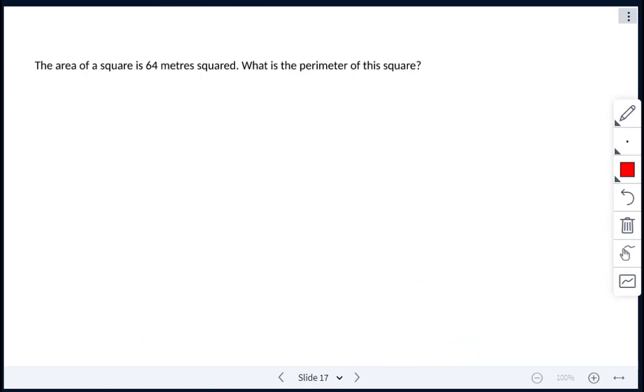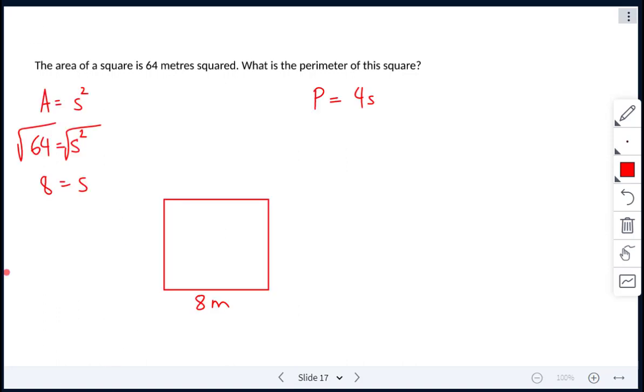So our next example, so the area of a square is 64 meters squared. What is the perimeter of this square? All right, so for this question, we're given the area of a square, it's 64 meters squared, and we have to figure out what the perimeter of the square is. So we can't figure out the perimeter until we know the side length.